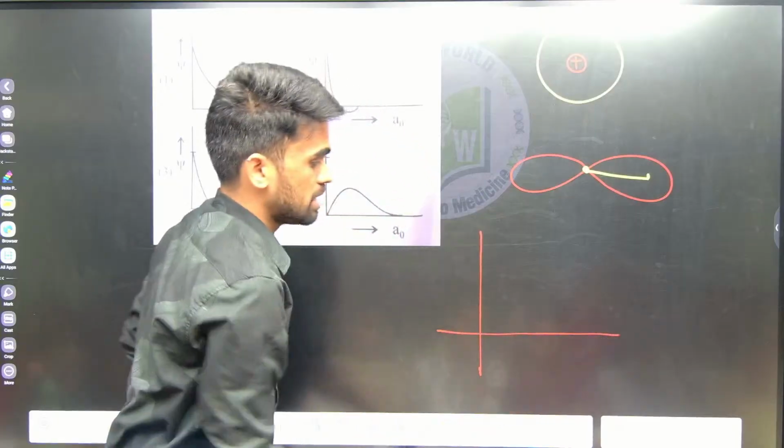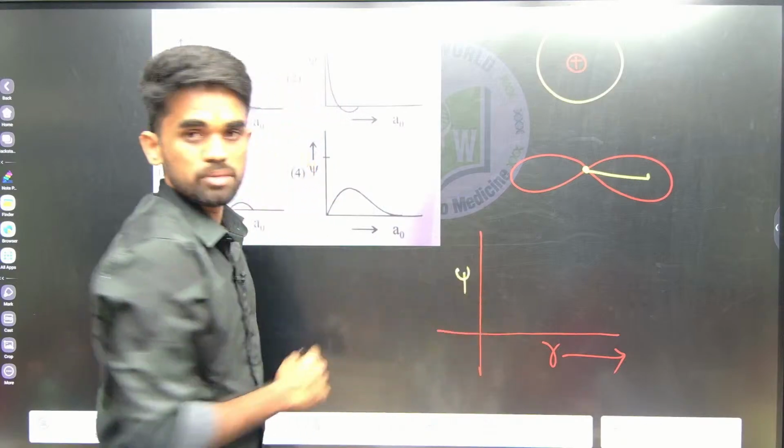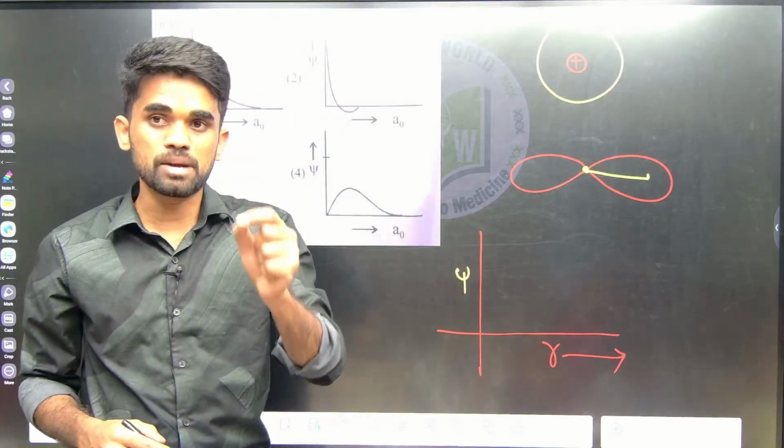So now look at this. If I write like this, this is like the radius I am saying. This side is some wave function I am saying. Okay. So for s orbital, for what I am saying?